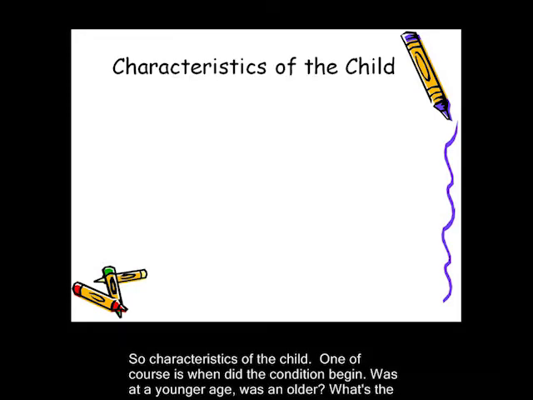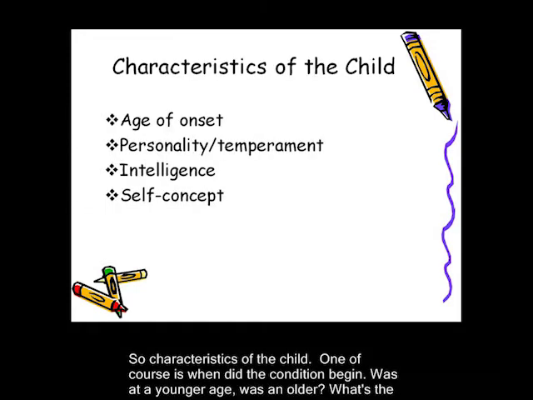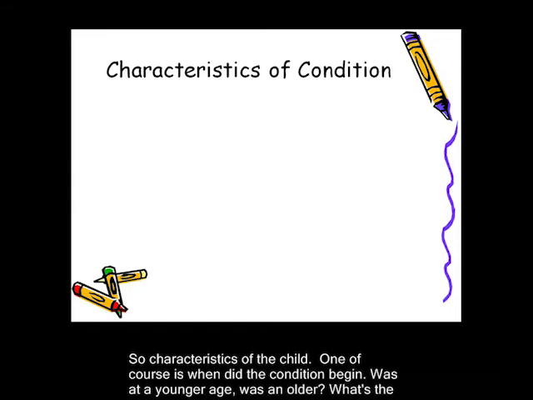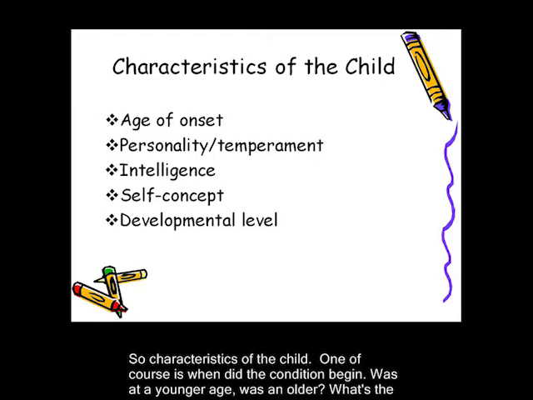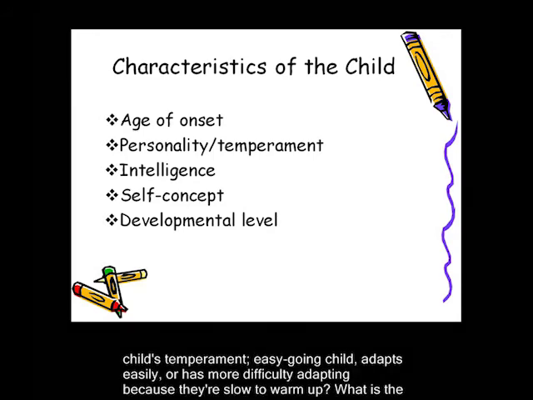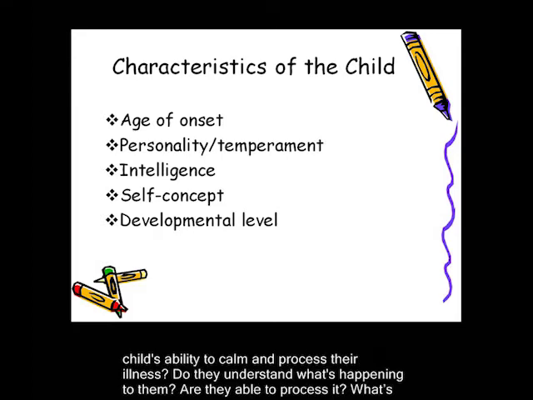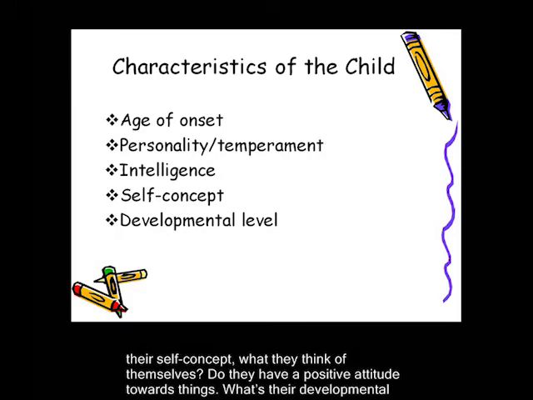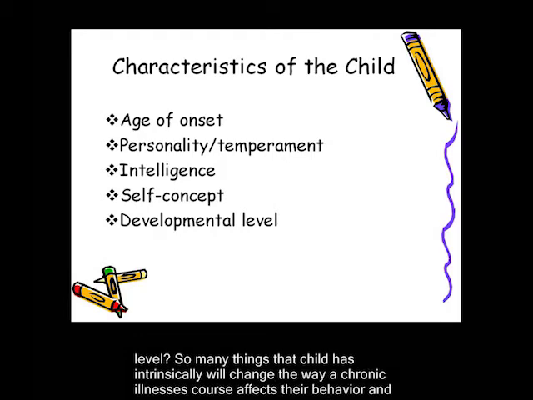So characteristics of the child. One, of course, is when did the condition begin? Was it at a younger age? Was it older? What's the child's temperament? Easygoing child, adapts easily, or has more difficulty adapting because they are slow to warm up? What is the child's ability to cognitively process their illness? Do they understand what's happening to them? Are they able to process it? What is their self-concept? What do they think of themselves? Do they have a positive attitude towards things? What is their developmental level? So many things that the child has intrinsically will change the way a chronic illness's course affects their behavior and their development.